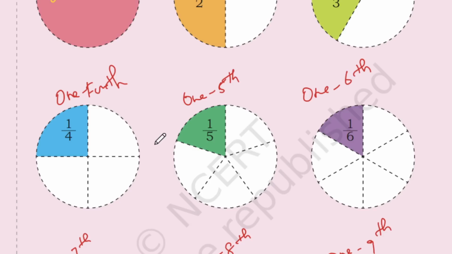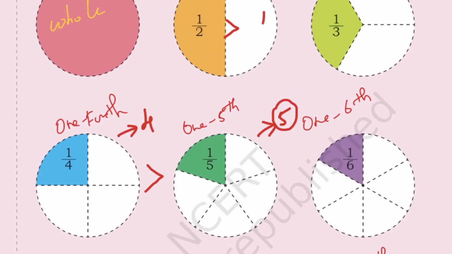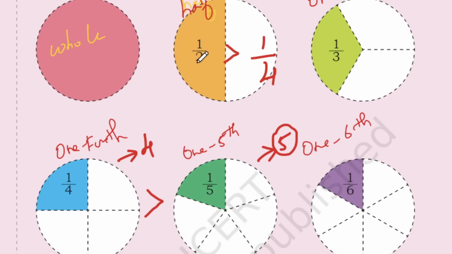So 1/5 is smaller because if you look at the portion, this was shared only within 4 of them and this was shared within 5 of them. So we already know that when the number of pieces becomes more, the quantity also becomes less. So here 1/4 is greater and 1/5 is smaller. When you compare 1/4 and 1/2, which is greater? 1/2 will be greater, because this was shared only with 2 people and this was shared with 4 people.